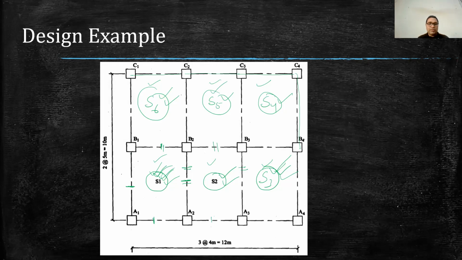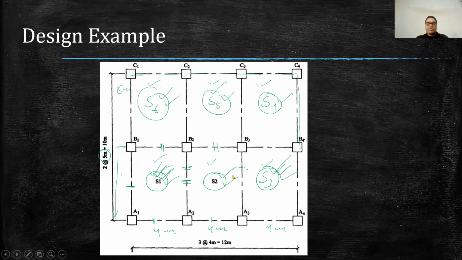Also, the center to center distance is given here. So this distance is 5 meter. This distance is also 5 meter. And similarly here, this distance is 4 meter, this is 4 meter, and this is 4 meter. So basically our slabs are of the same size, which is 4 by 5 meter, but their edge conditions are different, and that is why their design will be different.